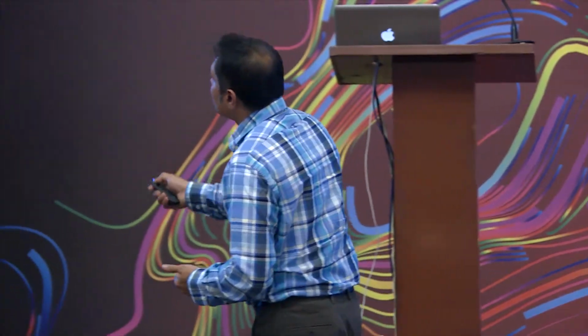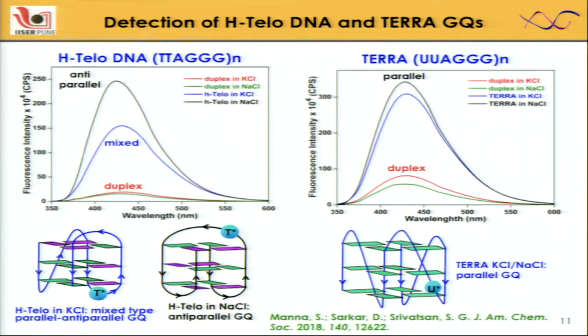It can distinguish, right? Same way, the tera RNA, the equivalent sequence, irrespective of the salt concentration, is known to form only a parallel structure. That means our fluorescence should be similar in both NaCl and KCl. So you can see in the duplex it is less, and then for the parallel structure in both NaCl and KCl, we see the same signal.